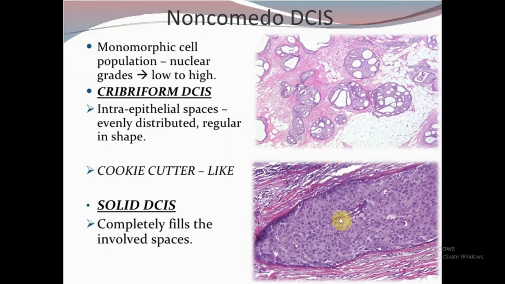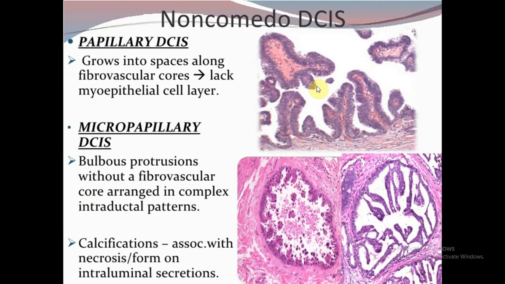In the solid type, there is no necrosis in the center, and there are no cribriform spaces between the tumor cells, but there are solid sheets of malignant epithelial cells. In papillary type DCIS, this grows into spaces. We have here the papillary structures with central fibrovascular cores. We have multiple layers of malignant mammary epithelial cells, and there is loss of myoepithelial cells.